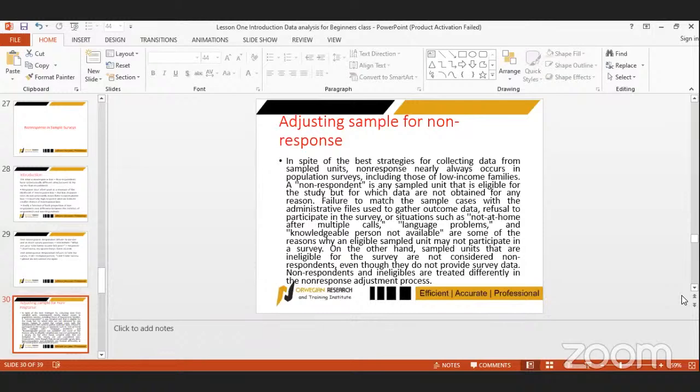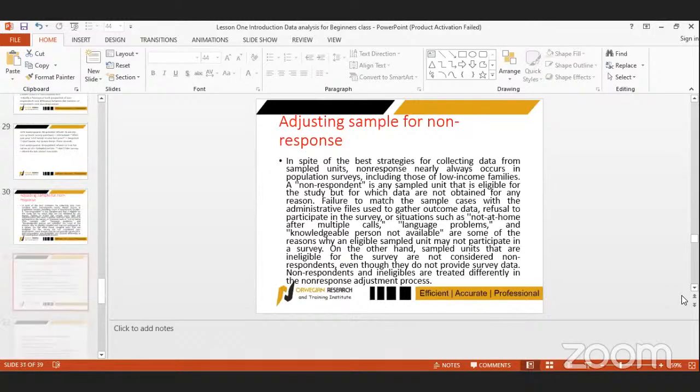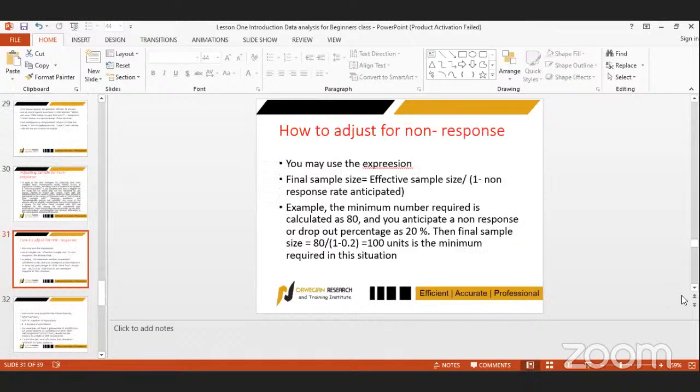Refusal to participate completely in my survey are all situations that may crop in to bring what you call non-response. So how do I adjust for non-response? You may use the following expression: final sample size, which means the sample size that you have already calculated either from RiveSoft or using that formula, equals effective sample size divided by 1 minus non-response rate. It means therefore that in order for you to adjust for non-response, you need to have an estimate of non-response.